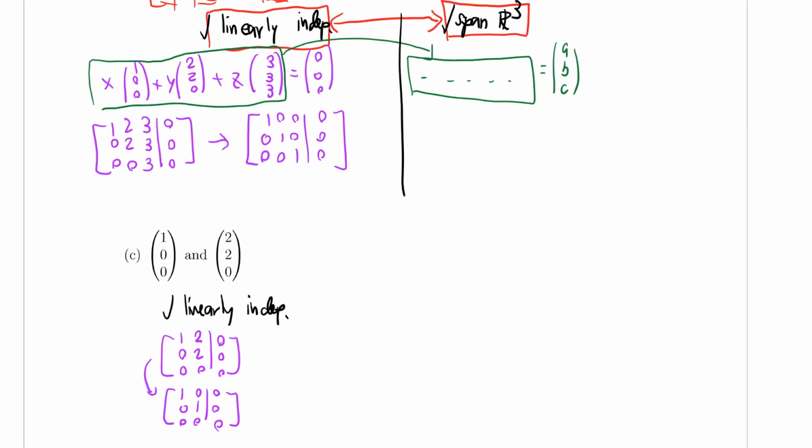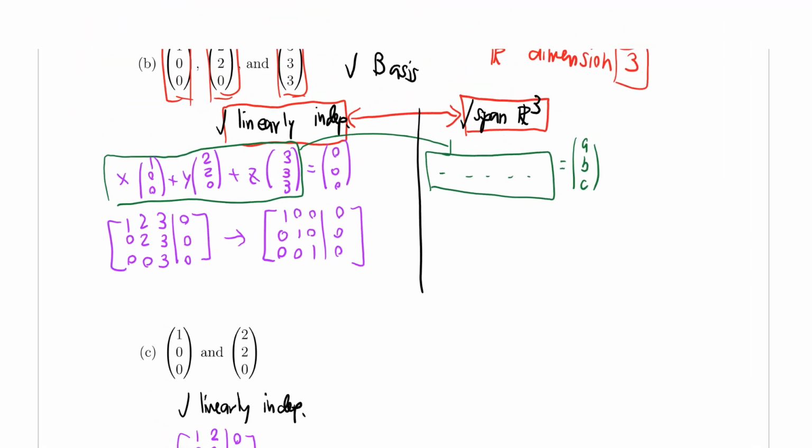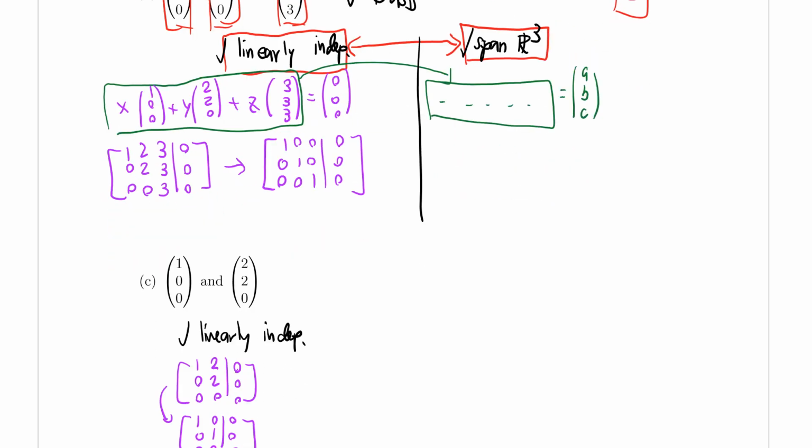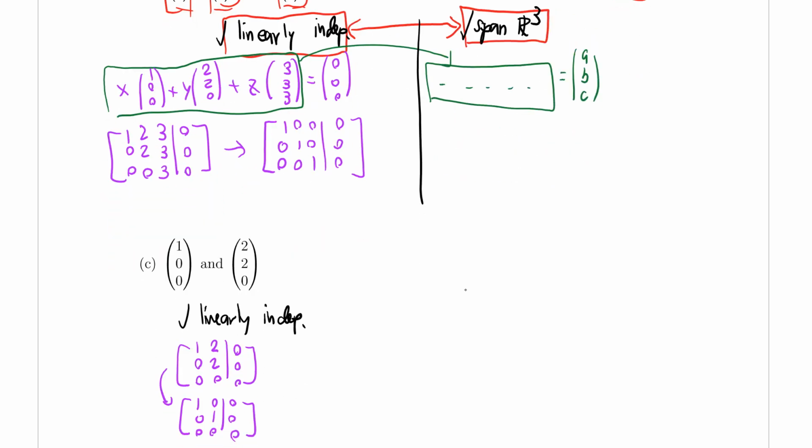Another way you can look at this is that this is actually the same vectors that we had before, 1, 0, 0, and 2, 2, 0, but I removed the last one. Now, if I have 3 vectors that are linearly independent, then any subset of them is also linearly independent. So we can conclude right away, without doing any of these computations, that they have to be linearly independent. Now, do they span R cube?